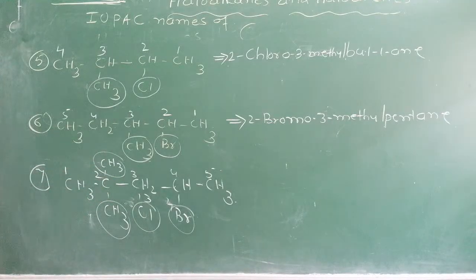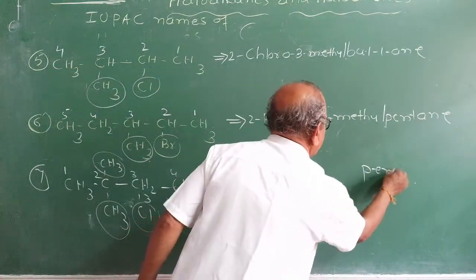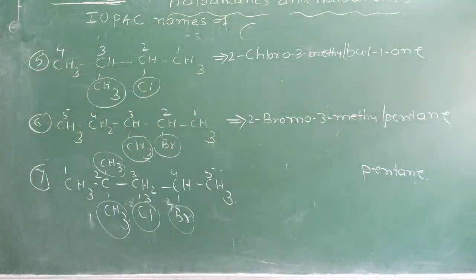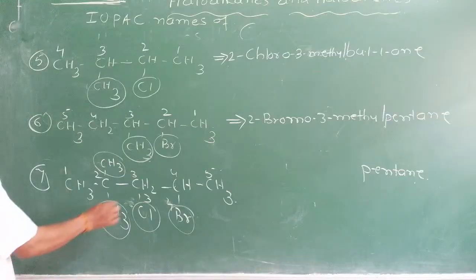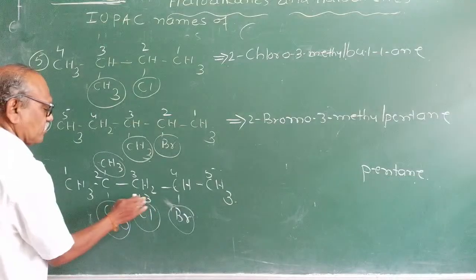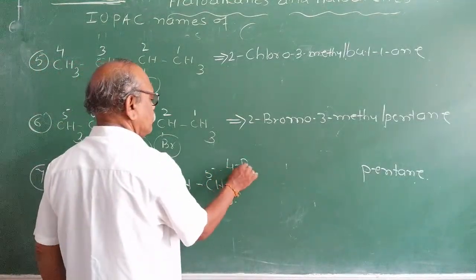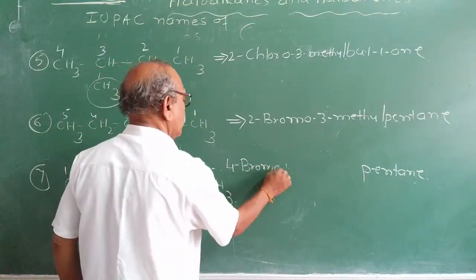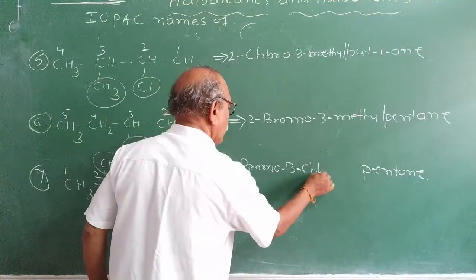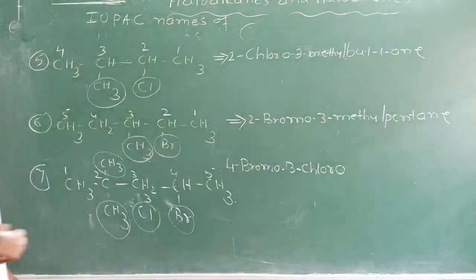Longest chain is pent. Suffix is pentane. Then write the prefixes. Numbering 1, 2, 3. Yes, 4-bromo, 3-chloro. Correct. 4-bromo, 3-chloro. How to name methyl groups whenever they are repeated?